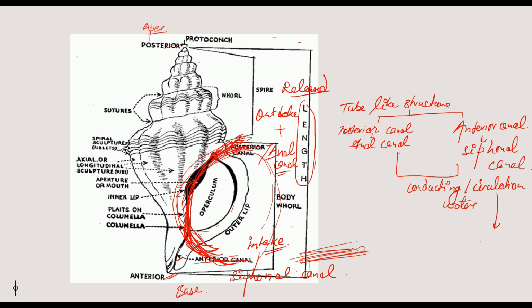So the siphonal canal is used in the intake of water, and the posterior canal releases all the waste stuff, right? That's the difference. In such gastropoda, which have two tubes for conducting water, the anterior tube is known as the siphonal canal and the posterior tube is known as the anal canal, and here the movement of water is continuous and circulatory.